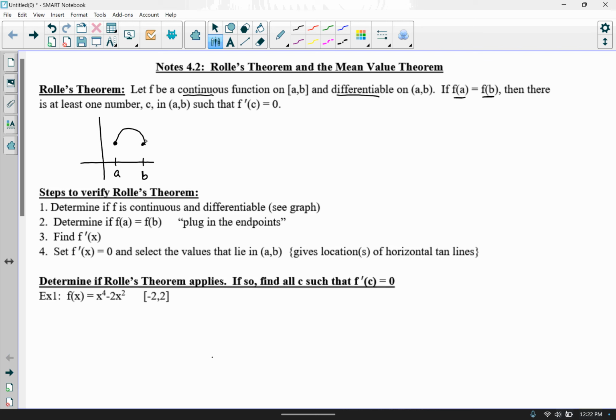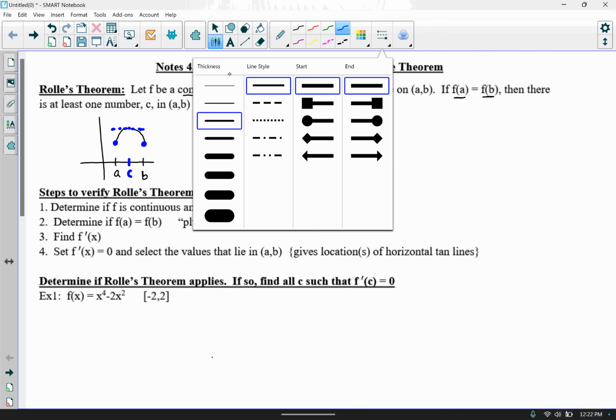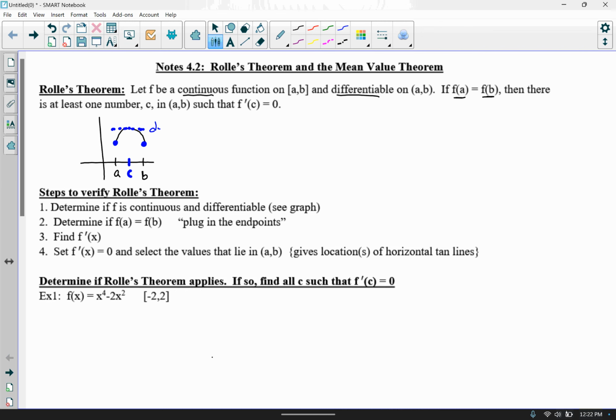So I'm just going to draw it so that we've got a maximum. You can see here that in this particular situation, f of a equals f of b, and I have a point up here, which we'll call our c value, and at that c, I've got a horizontal tangent line. Remember, at that horizontal tangent line, that means my derivative is equal to 0. All right, so with that said, let's come on down and work a little bit closer with Rolle's theorem.